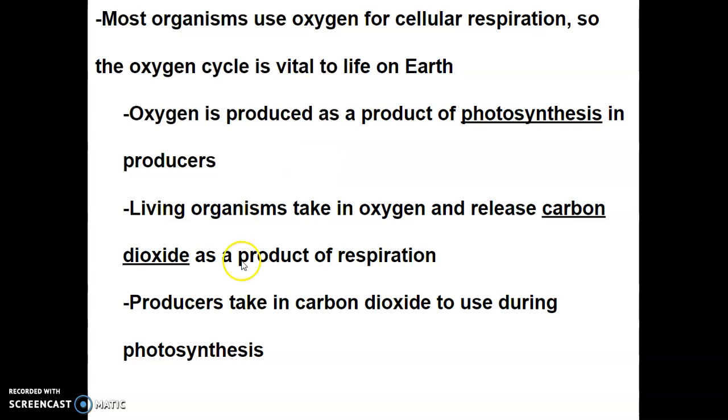Here is a breakdown of what I just talked about in the picture itself. Most organisms are going to use oxygen for cellular respiration. So we got to have oxygen. Right? The cycle is vital to life on Earth. It's produced by photosynthesis in producers like plants and algae. Living organisms take in the oxygen, and then they release carbon dioxide, just like our friend the cow a minute ago. In turn, those producers are going to take in carbon dioxide to use during photosynthesis.